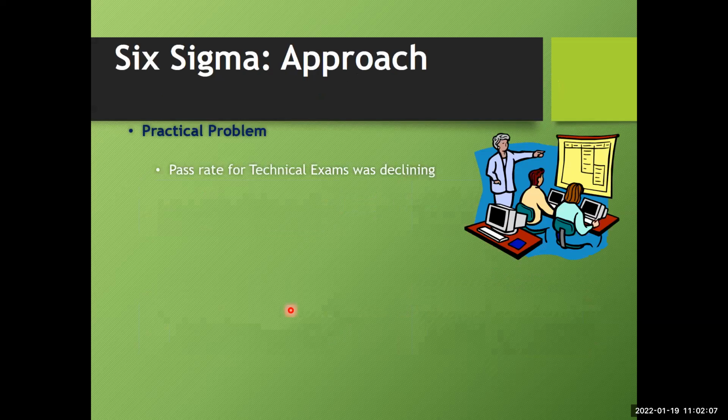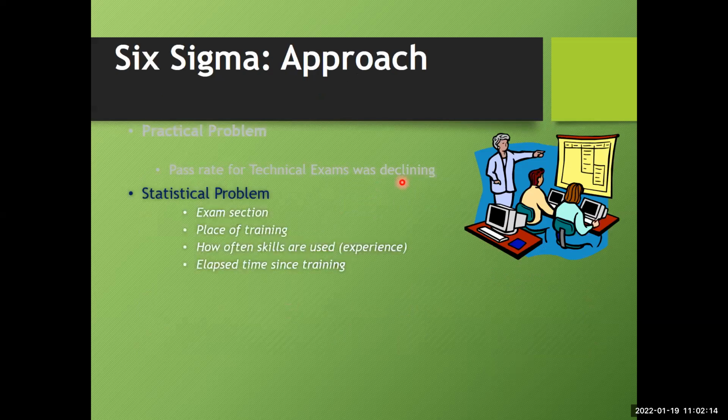Suppose, just as an example, the practical problem is that the pass rate of the technical exam students was declining very fast. What could be the statistic? Now we have to convert it into a statistical problem. So there may be a problem with the exam section. All possible statistical problems we are going to convert into them: place of training, how often skills are used, elapsed time since training. These are some statistical problems.